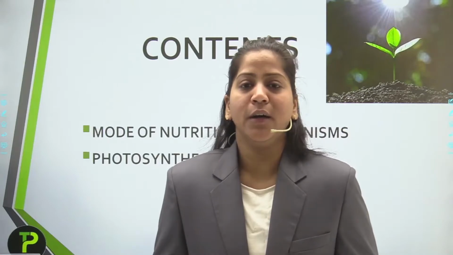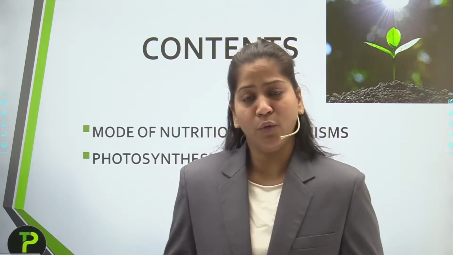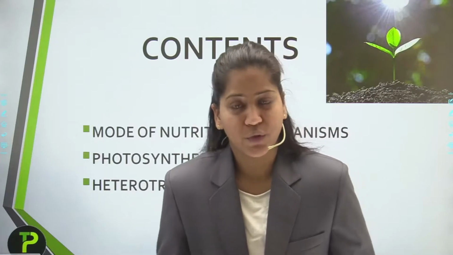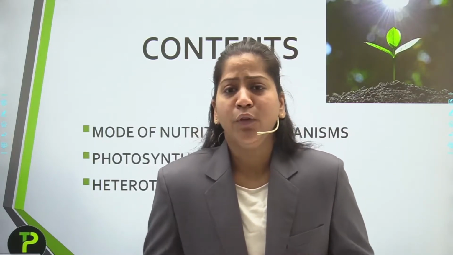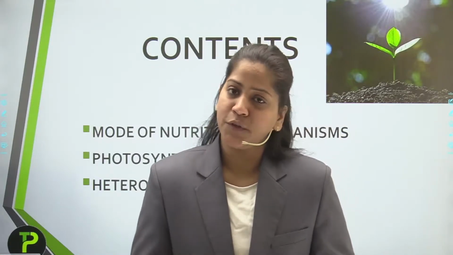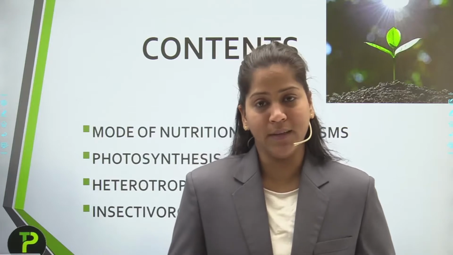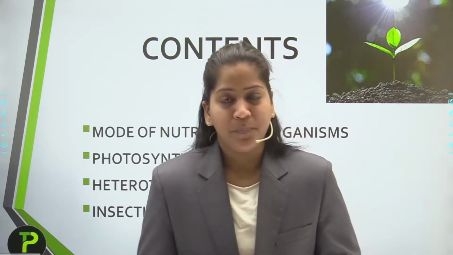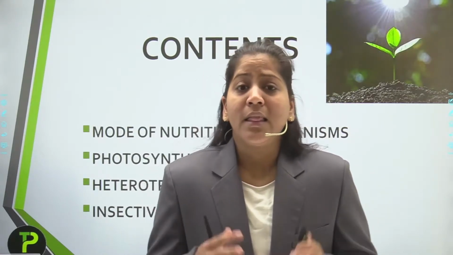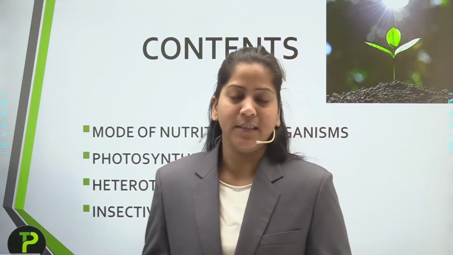You've already heard what is photosynthesis. It is a process by which plants make their food. So we will discuss it later. Third topic we will study about is heterotrophic nutrition. It is a type of nutrition and this topic contains different types of nutrition which we will study later. Fourth and last topic of this chapter is insectivorous plants. What is insectivorous plants? That plants which eat insects. So we will discuss it in detail later.